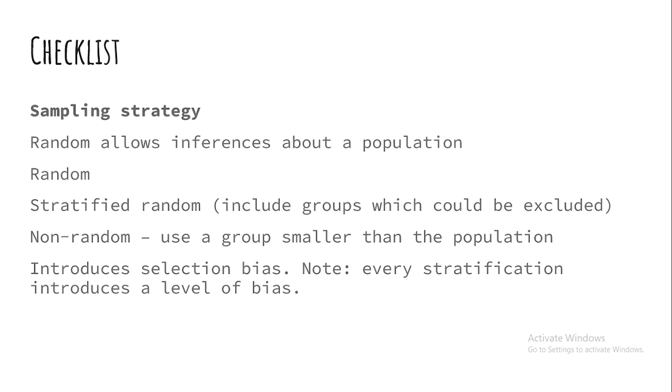Then also when you're conducting your sampling, looking at the sampling strategy, it's very important to do random sampling. This allows inferences about a population. You can use stratified random sampling groups and non-random. Here you use a smaller group than the population, but the downside is that it introduces selection bias. Yeah, so every stratification you introduce has a level of bias.